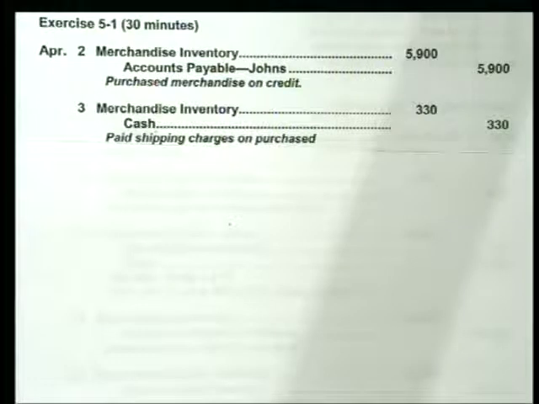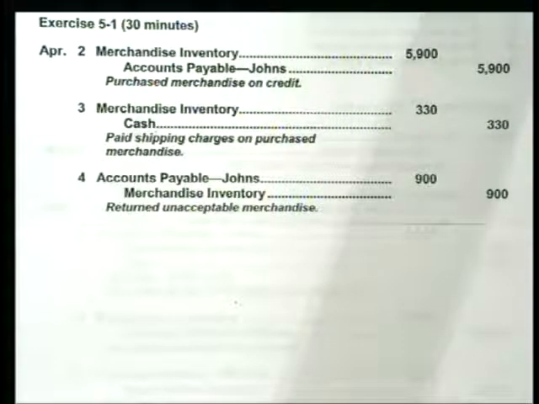All right. The other thing you got to probably recall is these shipping charges are probably to a separate shipping company, like FedEx or UPS or something. Okay? April 4th, returned to John's company unacceptable merchandise that had an invoice price of $900. So we decrease our payable and we decrease our merchandise inventory, don't we? Okay? Now, what is the amount that we owe John's at this point? $5,000. The $5,900 minus the $900. Good.